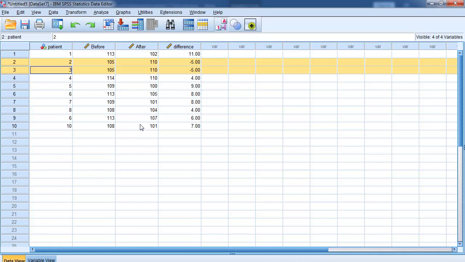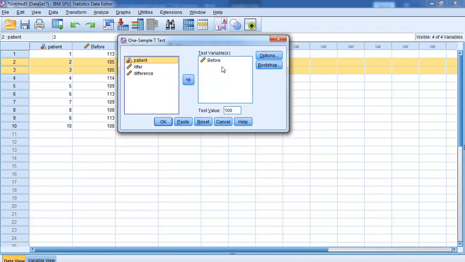I go to do the one sample test. I go to analyze, compare means, one sample t-test. I put the variable before the treatment under the test variable, and under the test value, which is the mean of the population, as we mentioned, 100, because we said null hypothesis mu equal 100 and the alternative mu not equal 100, and then we press OK.